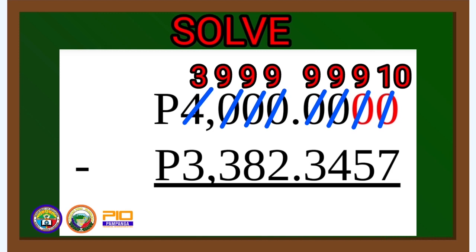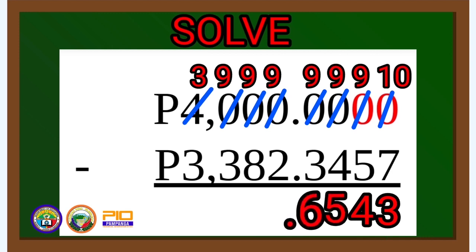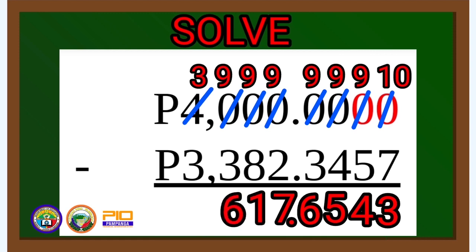We're going to regroup. 10 minus 7 is 3. 9 minus 5 is 4. 9 minus 4 is 5. 9 minus 3 is 6. 9 minus 2 is 7. 9 minus 8 is 1. 9 minus 3 is 6. 3 minus 3 is 0. Therefore, Ellen will have a change of 617 pesos and 6,543 10,000ths. To check the answer, you can review your solution.